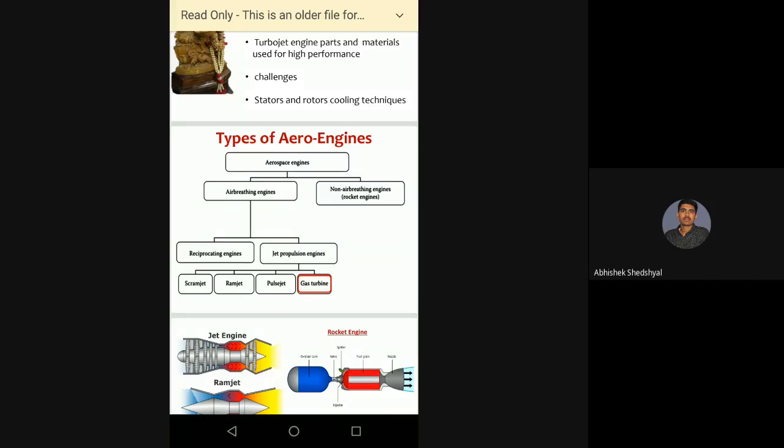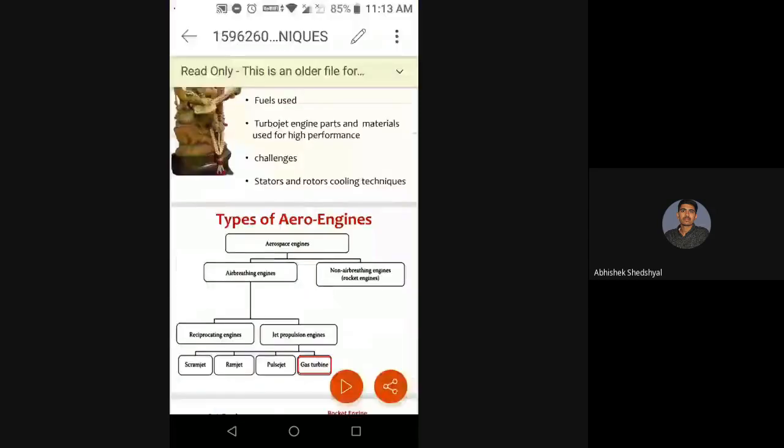Already you know that. So in non-air breathing engines, if you see the rockets, without any air or the support of the atmosphere, they are going to work in the space. So that air or whatever the combustion products are required, that are carried in the rocket itself. So that type of engines we are calling as non-air breathing engines.